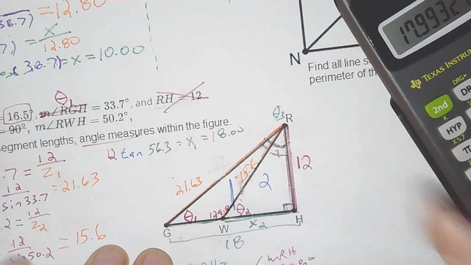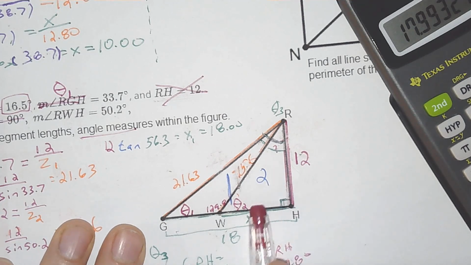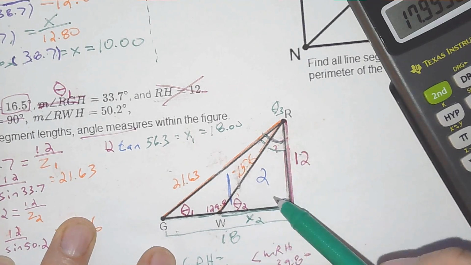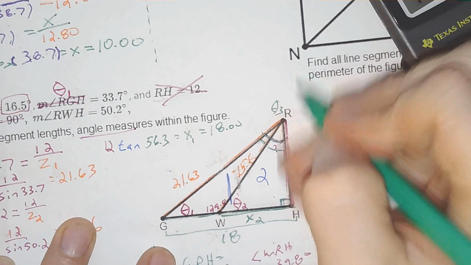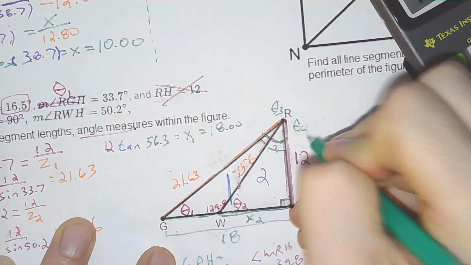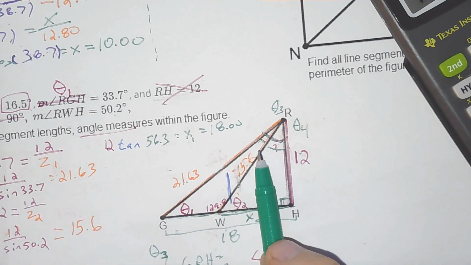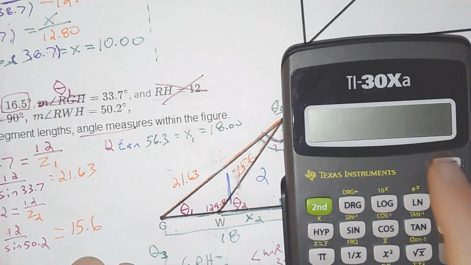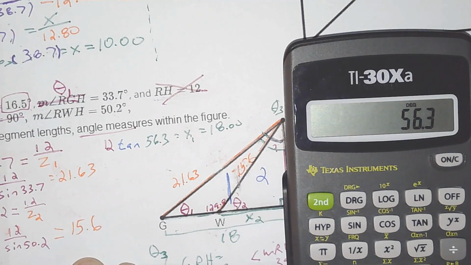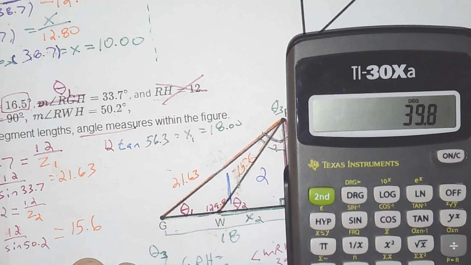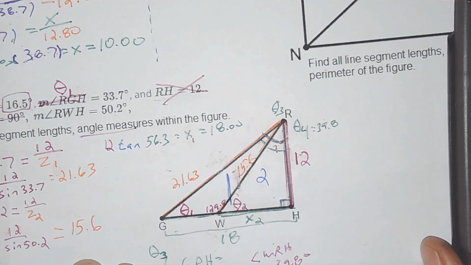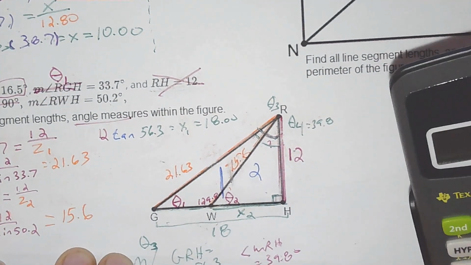Okay, now we can do the same thing. We can use tangent for this one. Can we figure out what WRH is? Yeah, we can figure out WRH, and we can call that theta 4. Because this is 16.5, and we know the whole thing is 56.3. So we can say 56.3 minus 16.5 equals 39.8. So we can say this is 39.8.